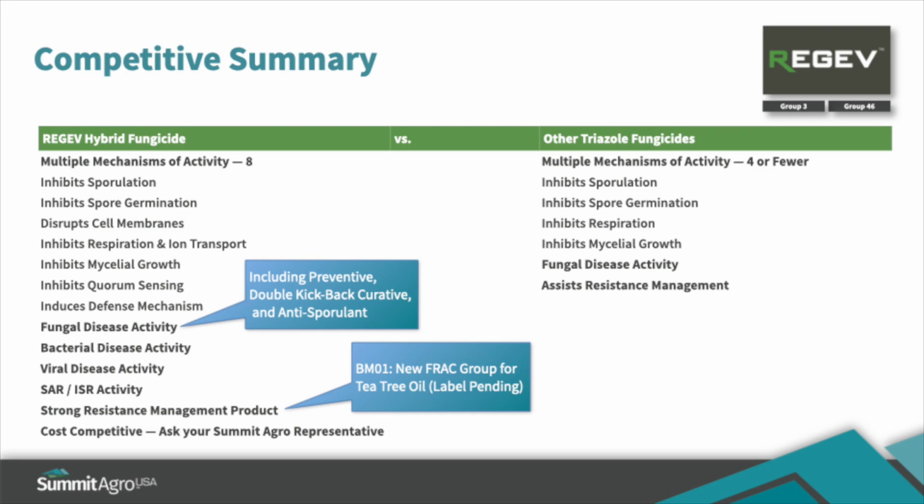Regev prevents infections from occurring, shuts down infections that have occurred prior to the application, and prevents further spread and overwintering. In other words, the combination of tea tree oil and difenoconazole in Regev provides growers with preventive, double kickback, and antisporulant activity. We should also note that tea tree oil has proven SAR and ISR activity on some plants.